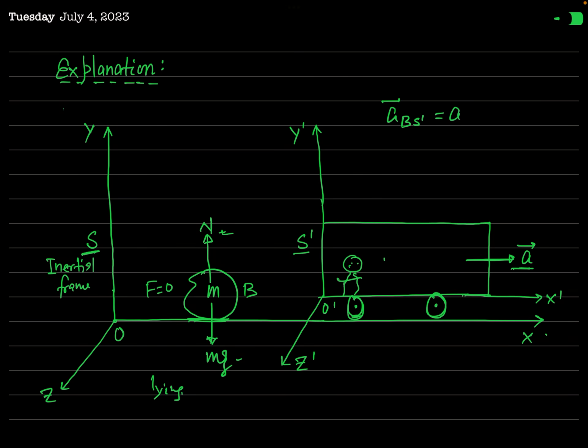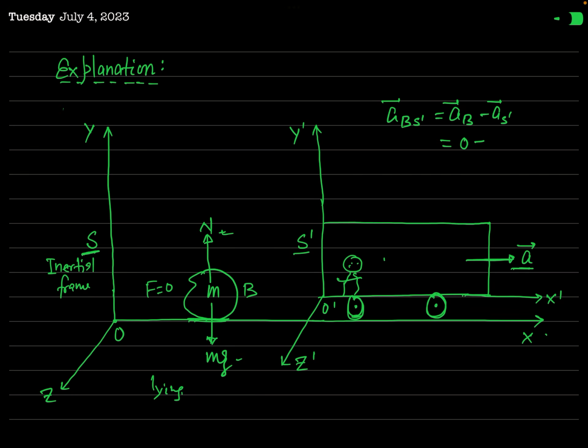Acceleration of body B with respect to S dash. We have to calculate. What will be this? This will be AB minus AS dash. But you know this AB is equal to 0 because this body is lying on this surface, and AB means acceleration of body B with respect to the ground. With respect to the ground this body is at rest, so AB will be 0.